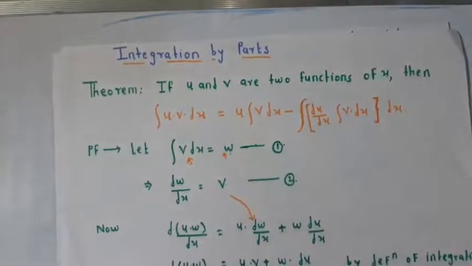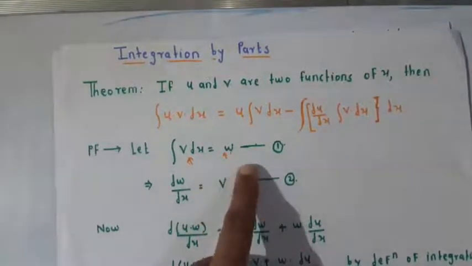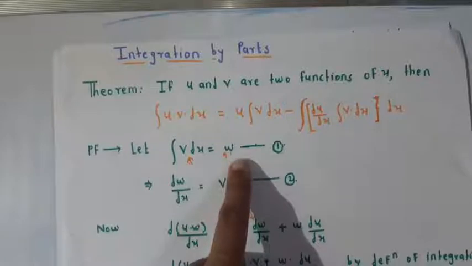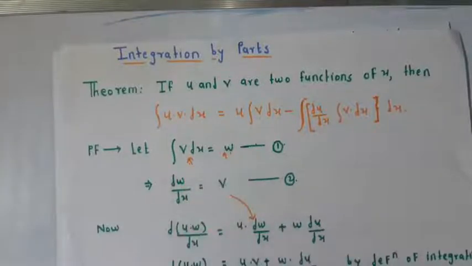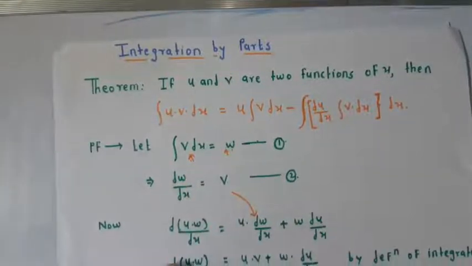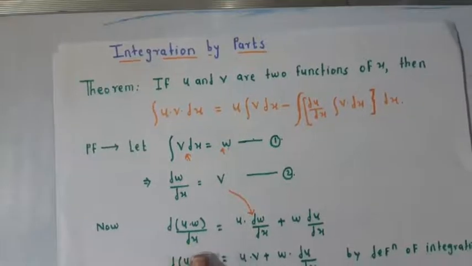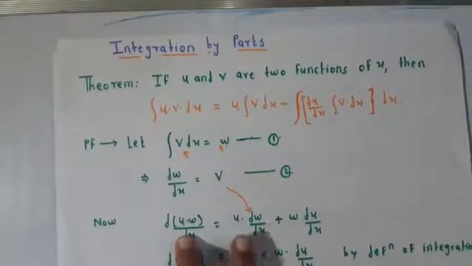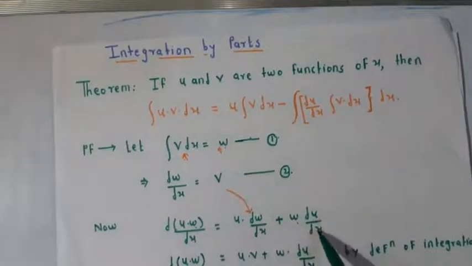Now to prove this theorem, let us consider that the integration of v with respect to x is w, as by integration is the antiderivative, dw by dx equal to v. Okay, now consider differentiation of u into w. You know the rule for the differentiation of u into v. Okay, that is the product rule, that is u is constant differentiation of w plus w is constant differentiation of u with respect to x.